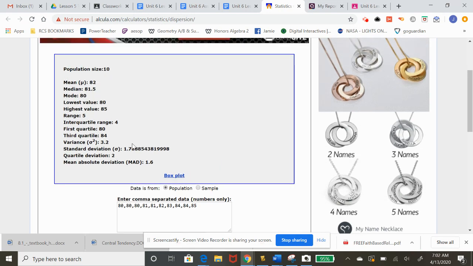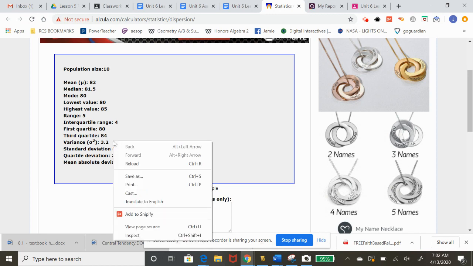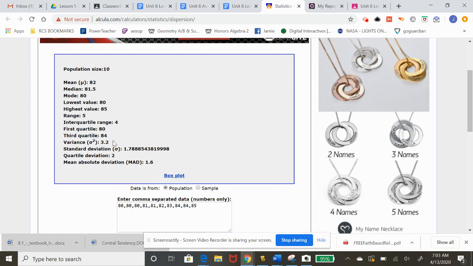So our mean is 82, median is 81.5. Our mode is 80. Our range is 5. Q1 is 80. Q3 is 84. Variance is 3.2. And then our standard deviation is 1.789 if I round that up.